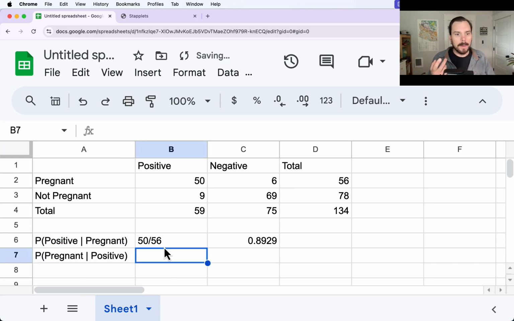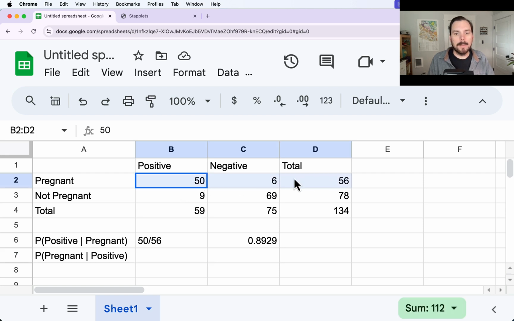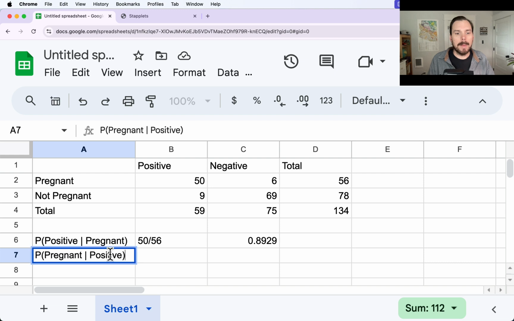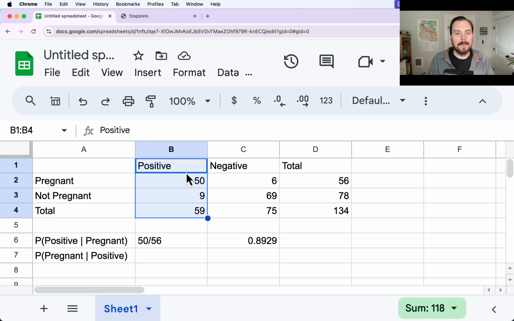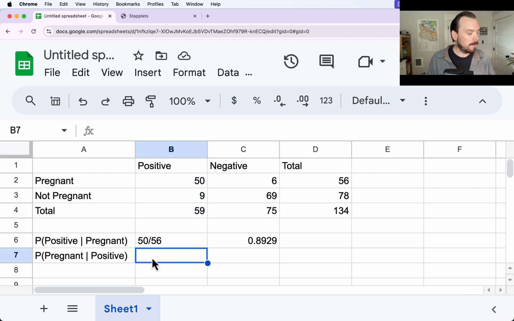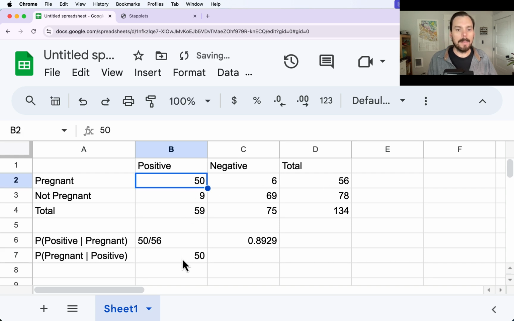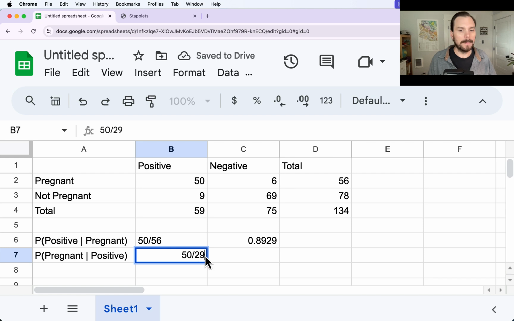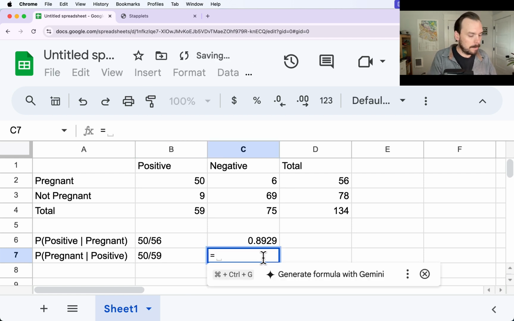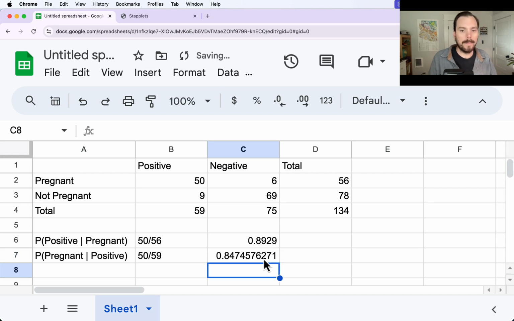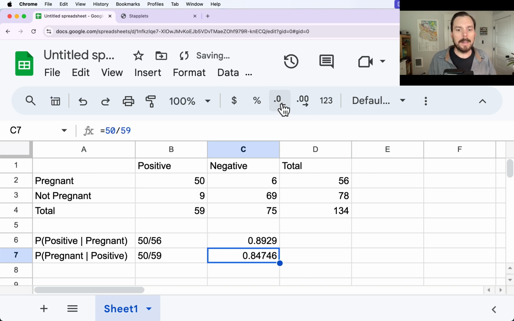And it's not just flipping around the fraction. That's a very different thing. It means that instead of examining the pregnant row, we'll examine the positive column. We'll be saying out of this column of people who got the positive results, what fraction were actually pregnant? Well, it's the same group of people that we're examining, and that's the intersection, but we're looking at a different total. That should be 50 out of 59. And I can round that too.